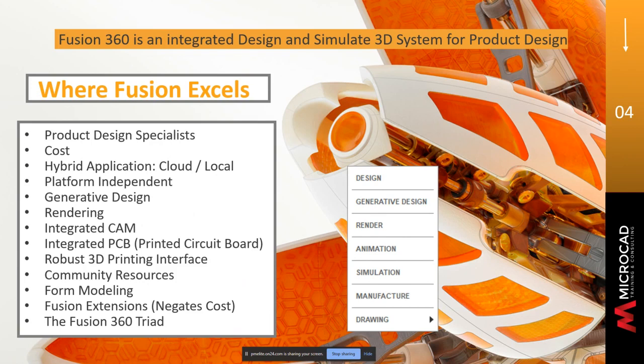Rendering. Fusion has an advantage on rendering. It has a deeper tool structure for rendering. It's integrated in Fusion along with several other systems like CAM and your PCB. That's printed circuit board modeling. So you can actually model a circuit board. You give it the inputs and configure it, and it will produce a printed circuit board in your environment for you.